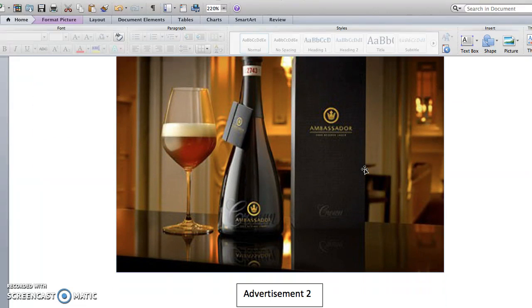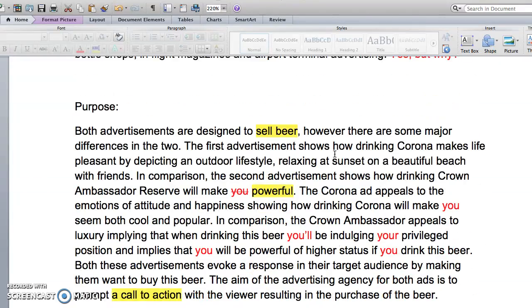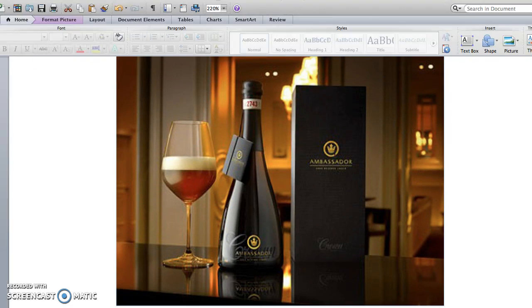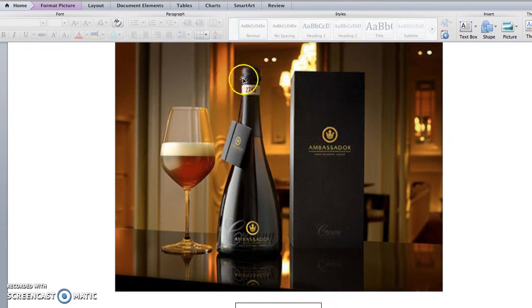You do better with the ambassador one, but again, you need to go back and be looking at, for example, the foreground and background. So you need to be talking about the product placement. It's in direct sightline. What camera shot has been used? It's an eye level. It's a close-up. Or is it a mid-shot, because you can see a part of the background? Look at the way the lighting is used. What effect is that creating?